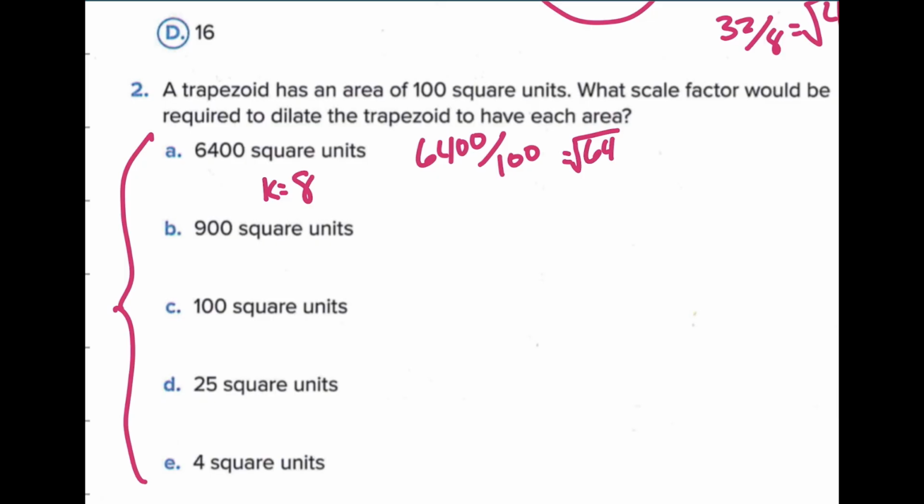Remember, K is just called K for a scale factor, like m means the slope in y equals mx plus b. So K is a scale factor. So you're going to do the same thing for these next 4. And when it's less than 100, like right here and right here, you're going to end up with a decimal because you went smaller.